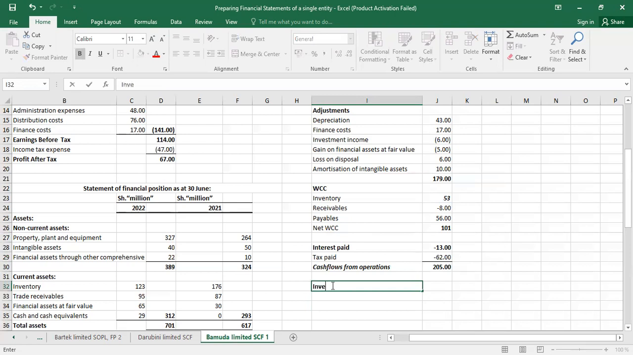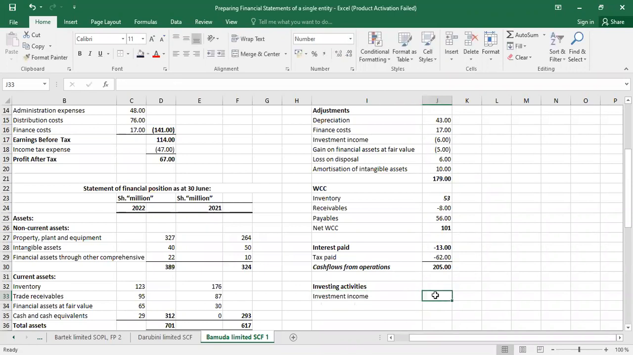Sorry, investing activities, isn't it? So first off, you remember investment income, isn't it? That's why it's called an investing activity, isn't it? Investment income of fixed. Then you go to the statement of financial position, isn't it? Remember, we are from this side to this side, isn't it? So acquisition of PPE.